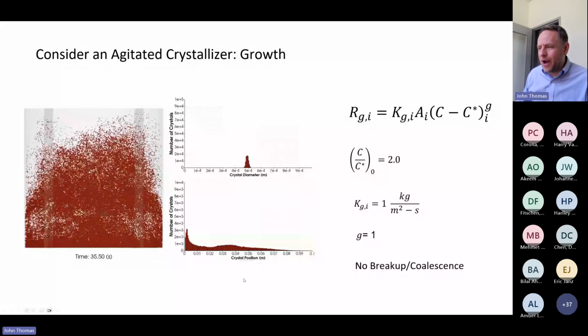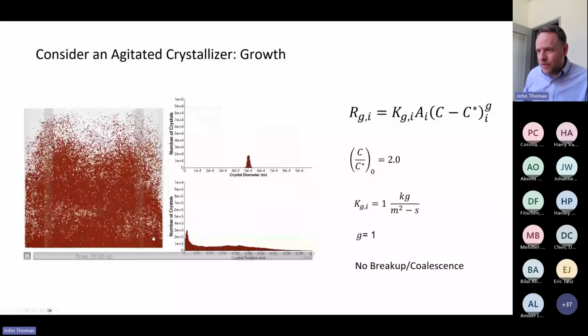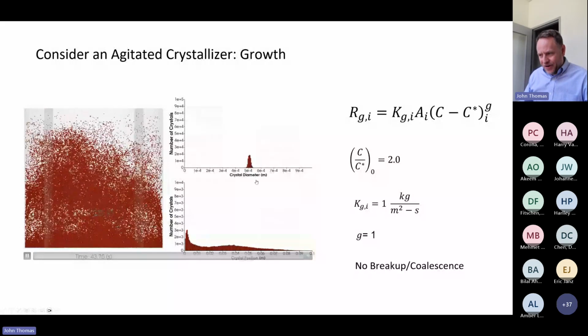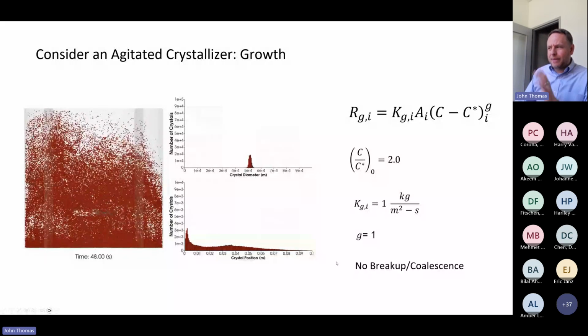Okay, this is a histogram of the crystal position, the number of crystals, and then think of these as bins moving up and down this tank. As these crystals are getting bigger, they tend to migrate towards the bottom of the vessel. All right, there's no breakage or coalescence here.